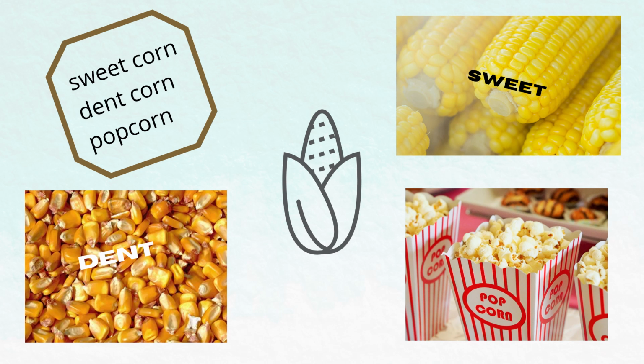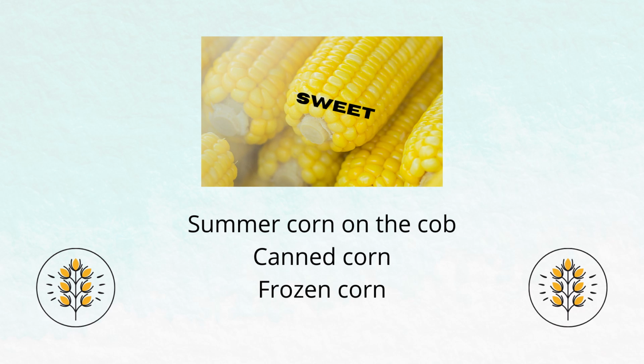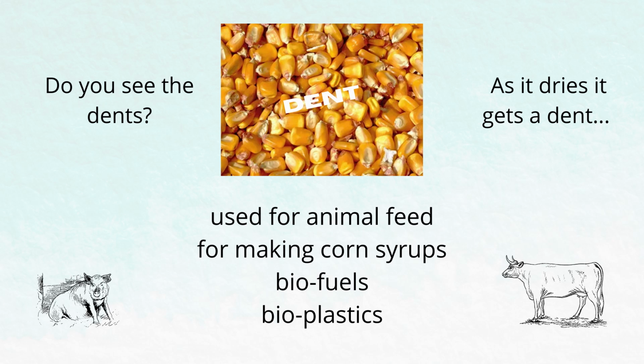So there are three basic kinds of corn. There's sweet corn, which is the kind that we eat, like the corn on the cob, delicious. And then there's dent corn, and dent corn is the kind of corn that is used for animal feed and for making corn syrups and biofuels and bioplastics. If you have ever made anything with one of our 3D printers, you might already know then that the filament used for the 3D printers is a corn byproduct. So that comes from dent corn.